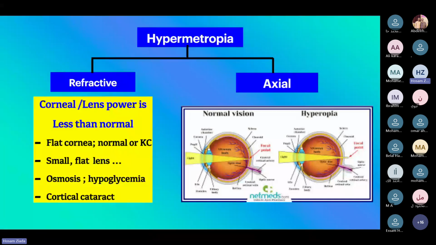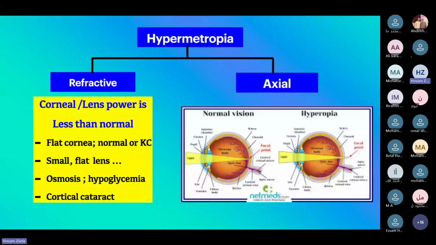So it is the complete opposite of myopia. There it was a steep, more curved cornea; here it is a less curved or flat cornea. The lens was larger or more spherical; here it is a flat or small lens. In osmosis, there was hyperglycemia; here it is hypoglycemia. In myopia it was nuclear cataract with increased refractive index; here it is cortical cataract with decreased refractive index of the lens. As for the axial length, in hypermetropia it is a short eye, and in myopia a long eye.